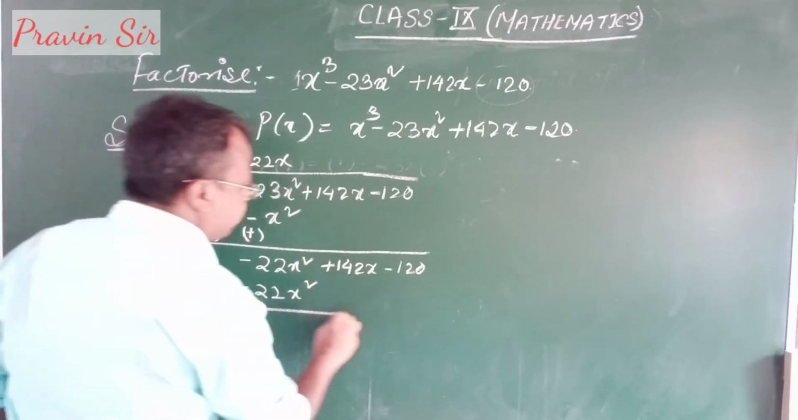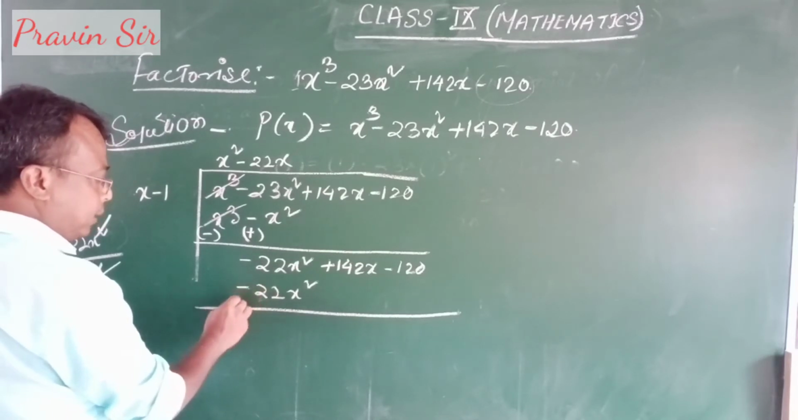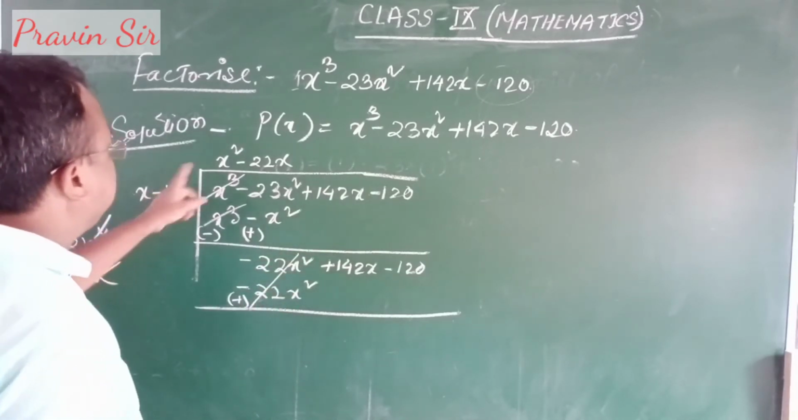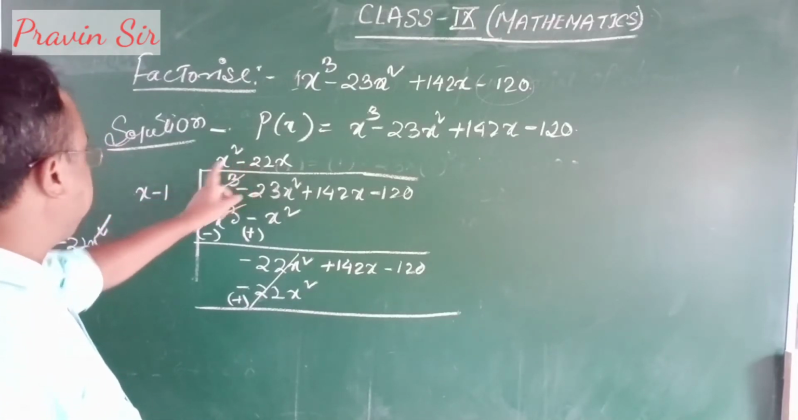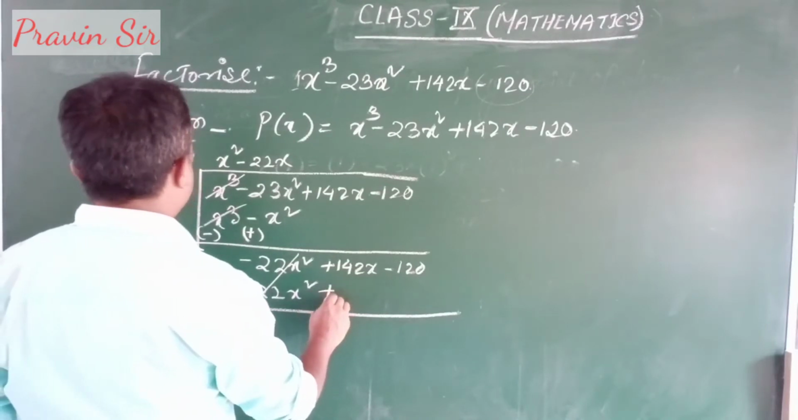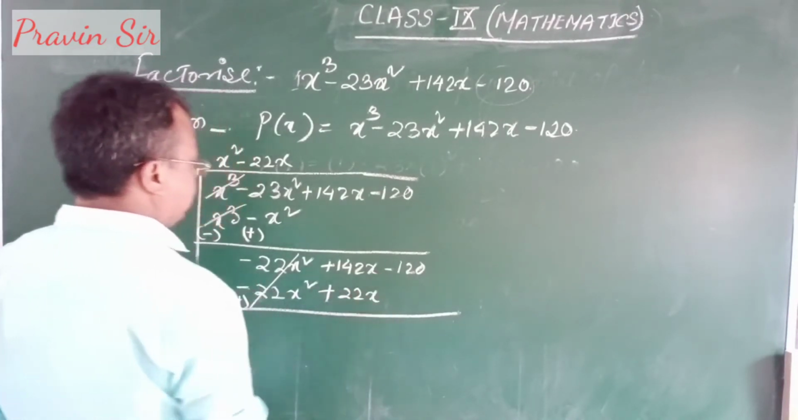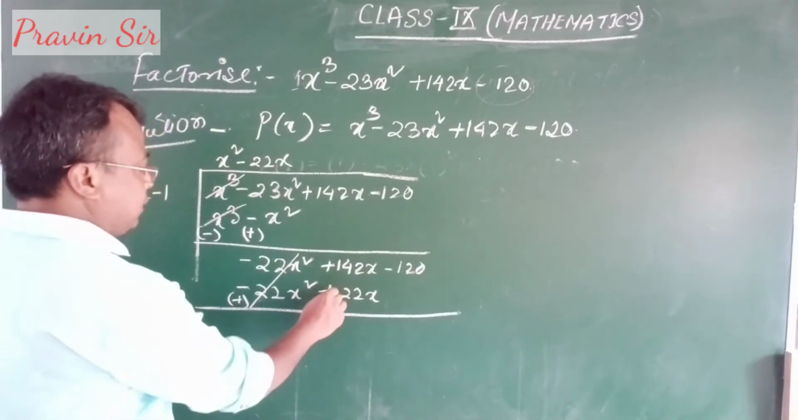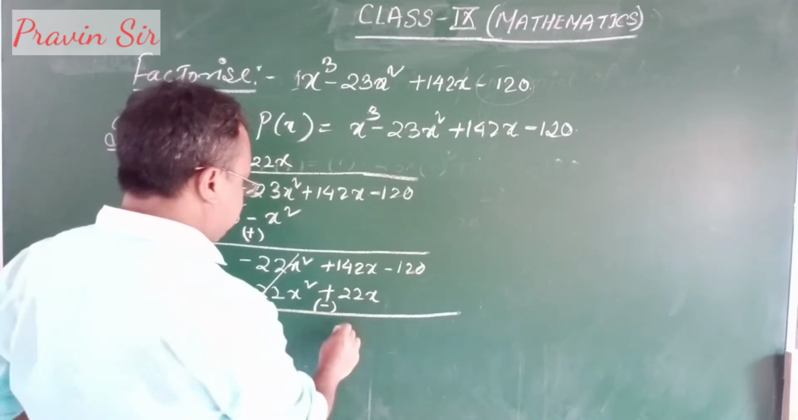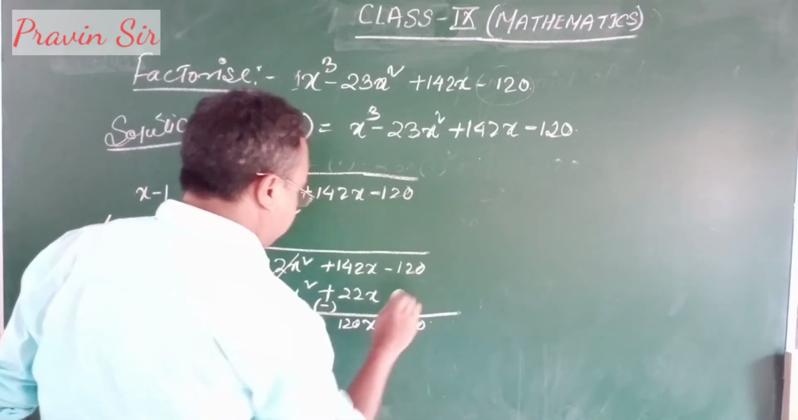Okay. Now subtract it. Change the sign of the second term. This is minus, so change into plus. So it is cancelled. Minus 1 into minus 22x, so you will get plus 22x. Okay, correct. So it is plus, change into minus. So 142x minus 22x is 120x, then minus 120. Okay.